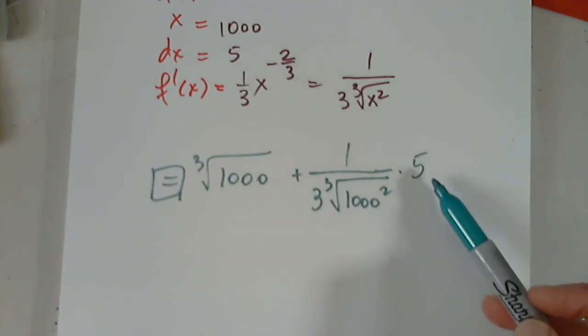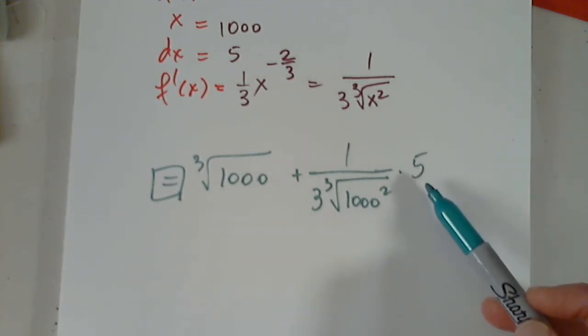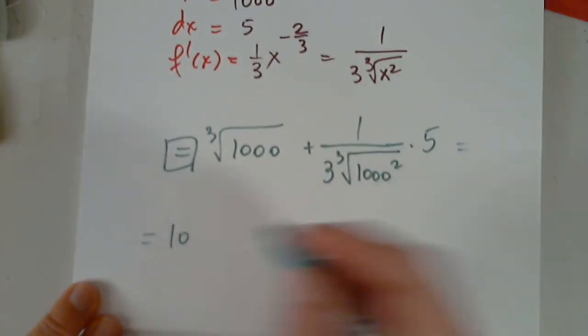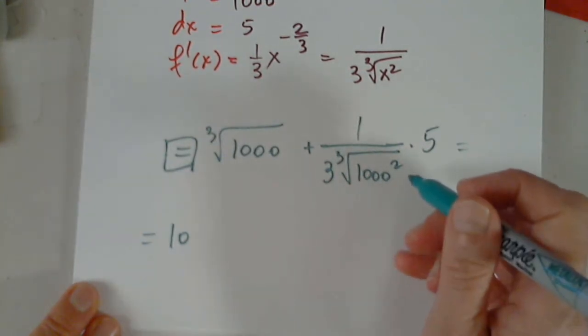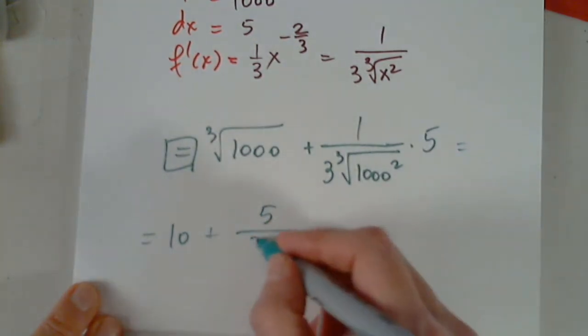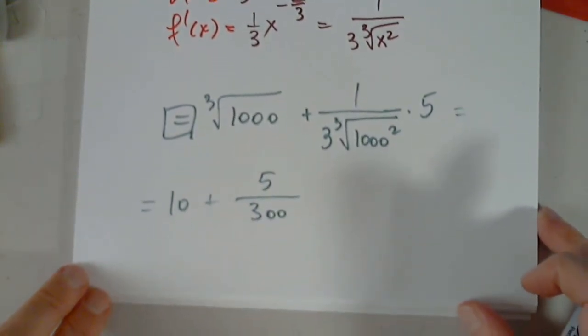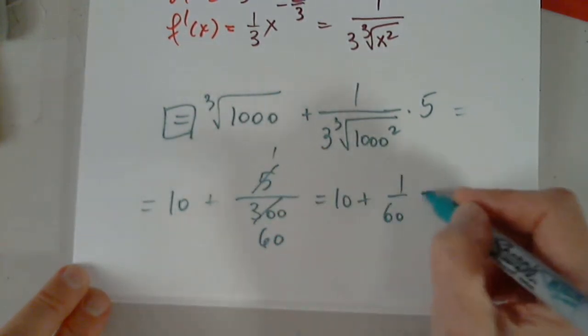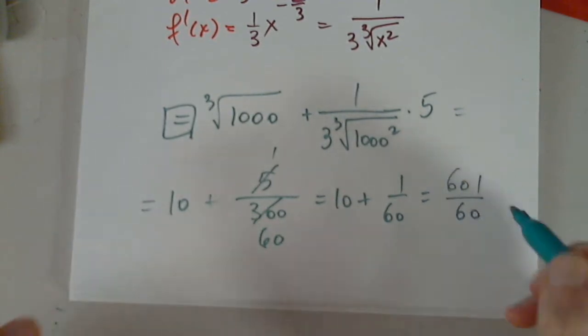You can say 5 is big, so I will get a big approximation. I would say that 5 is big, but when it comes to the cube root of 1,005, it may not be. So the cube root of 1,000 is 10, but it's squared, so it's 5 divided by 300. And I will simplify, and I get 1 over 60. So 10 plus 1 over 60 will be 601 over 60.